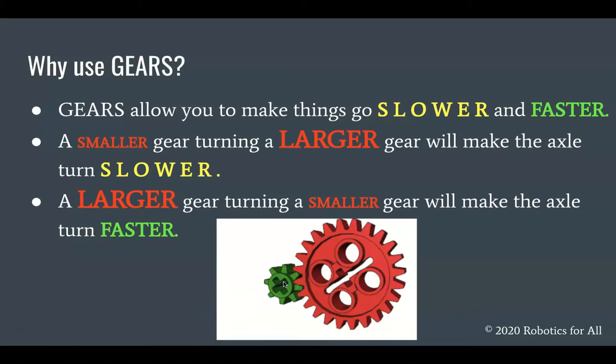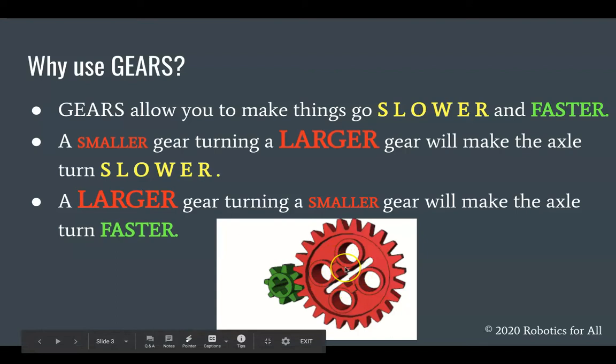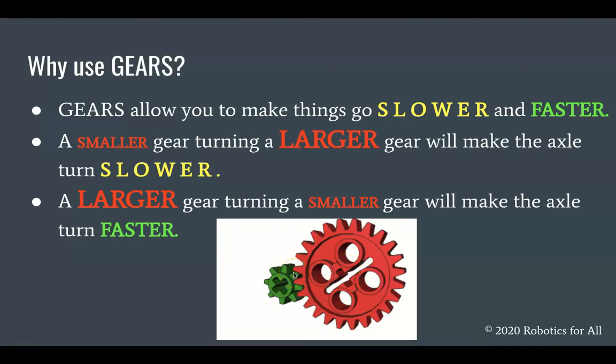And that works the same way in the other direction. If you want something to go faster, you would plug your motor into the red gear here, and you'd have the larger gear turning the smaller gear, and then it will turn faster. I know this is a little bit confusing right now, but it will all make sense when we do some more demonstrations.